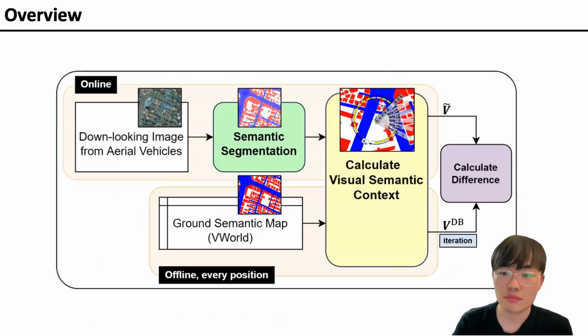As an overview of the proposed approach, we first semantically segment given aerial image and extract VSCs. Then compare it with the VSCs calculated on the semantics map, which can be done offline prior to the flight. Then calculate the difference between pairs of VSCs and optimize it to locate where the downlooking images were taken.